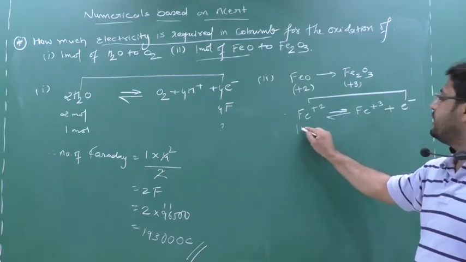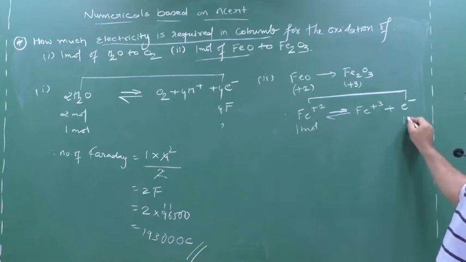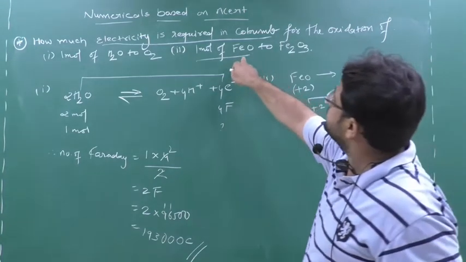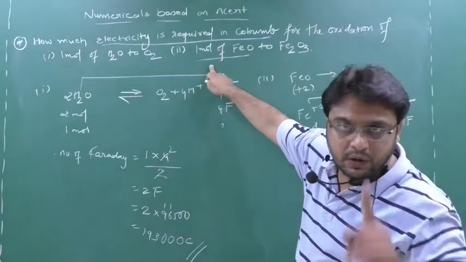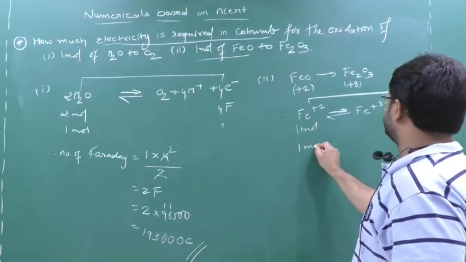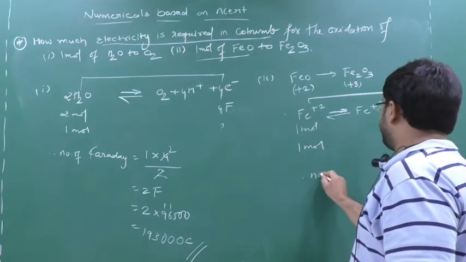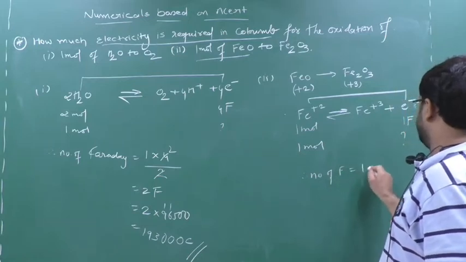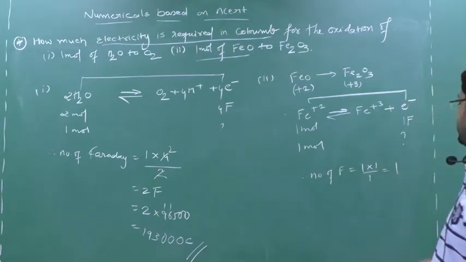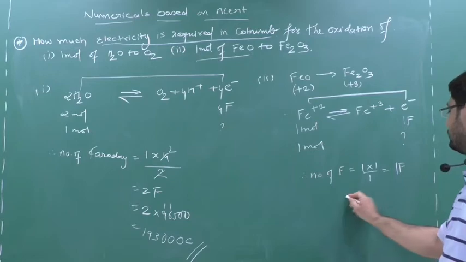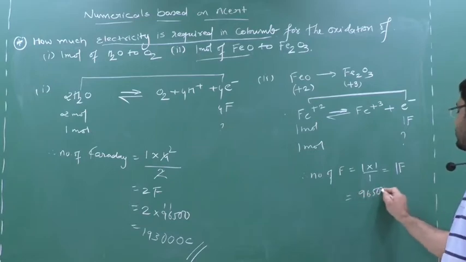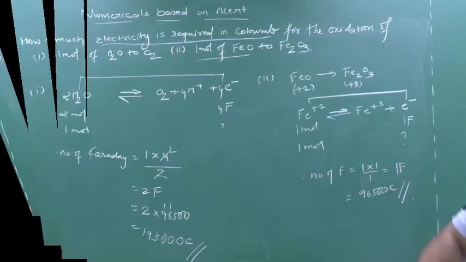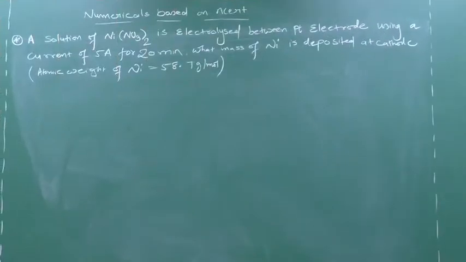So if 1 mole will produce 1 Faraday, and in the question also they have given 1 only. So 1 mole, how much? Again, the number of Faraday will be equal to 1 into 1 by 1. So the answer will be 1. And 1 Faraday means how many coulomb? So 96500 coulomb. So this will be your answer. This is your third question.